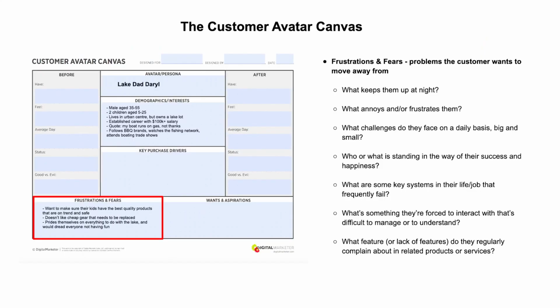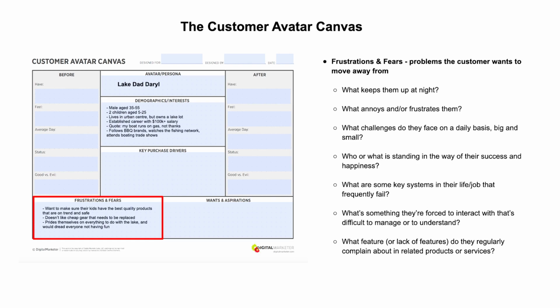For the next section, we're actually going to jump down to the lower left where it says frustrations and fears. These are the problems that the customer has that he or she wants to move away from. So what keeps them up at night? What annoys and or frustrates them? What challenges do they face on a daily basis, big or small? Who or what is standing in the way of their success and happiness? What are some key systems in their life or their job that frequently fail? What's something they're forced to interact with that's difficult to manage or to understand? And what feature or lack of features do they regularly complain about in relation to your products and services?